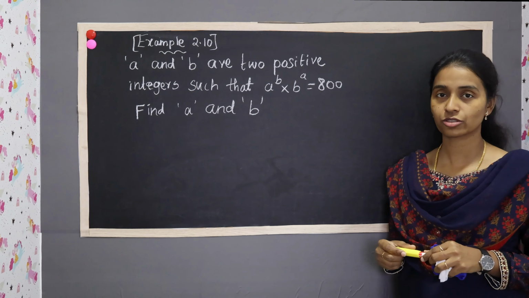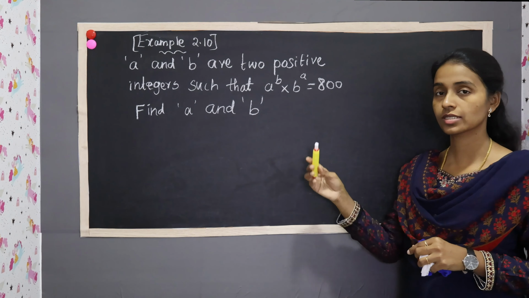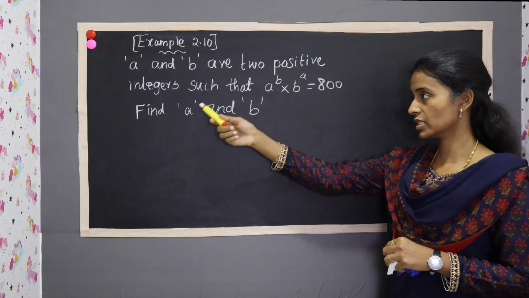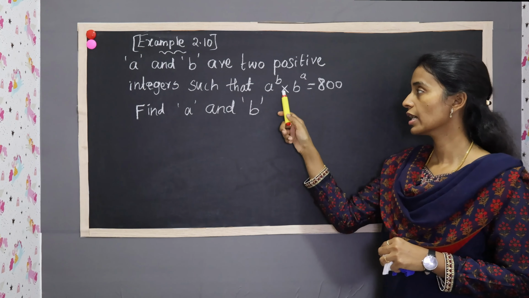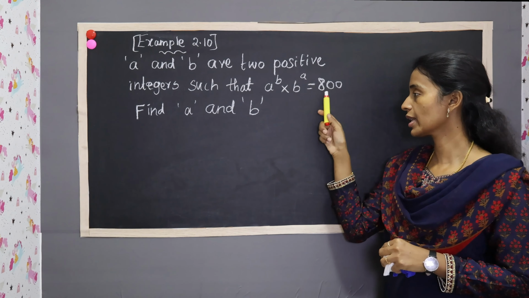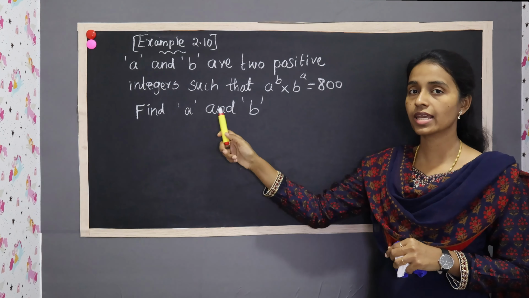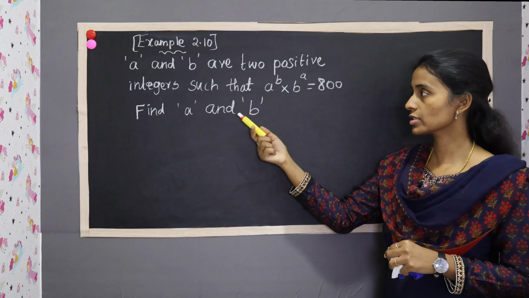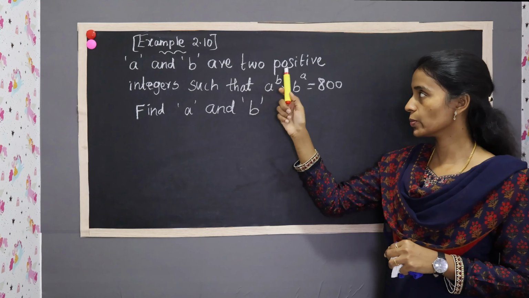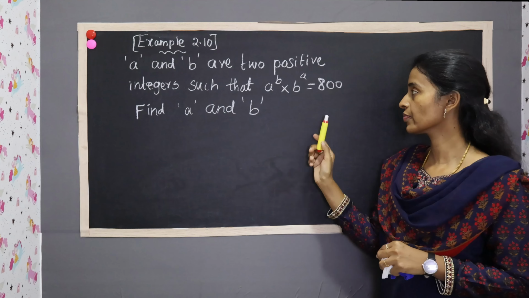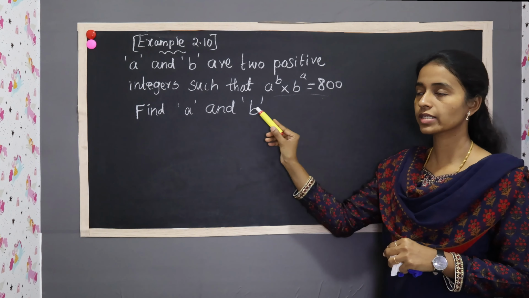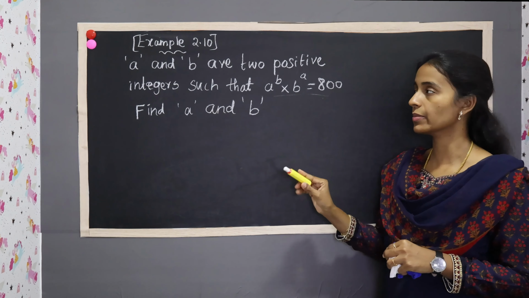Now, we can read the question. Here the question is, a and b are two positive integers such that a power b into b power a equals 800. Find a and b. Here what is the question? A and b are two positive integers. This is given, right? We need to find the value of a and b.